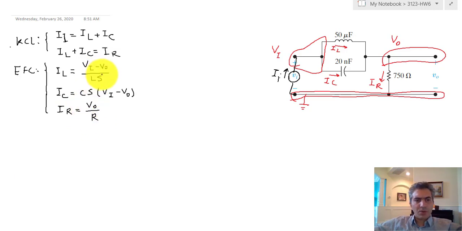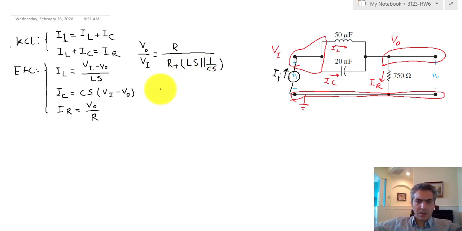Now you start manipulating these equations with the goal of calculating V out over VI, and the result is going to be something like this. V out over VI in the S domain is basically, I'm going to just use my knowledge of a voltage divider equation and write it in that form, but really you just manipulate these equations and you're going to get the same thing. So it would be R over R plus Ls, which is the impedance of the inductor, in parallel with 1 over Cs, which is the impedance of the capacitor.